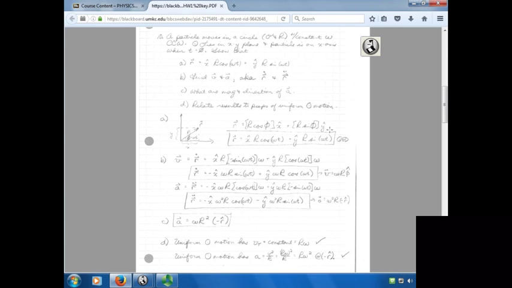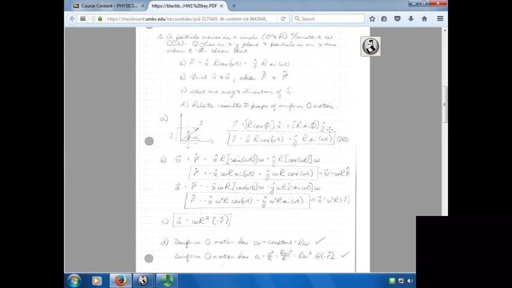A particle moves in a circle at the origin, radius r, with constant angular velocity omega in the counterclockwise direction. The circle lies in the xy plane, and the particle is on the x-axis when t equals 0. A: Show that the r vector is equal to x hat r cosine omega t plus y hat r sine omega t. B: Find velocity and acceleration. C: What are the magnitude and direction of the acceleration? And D: Relate the results to properties of uniform circular motion. I broke it out into 4 parts.